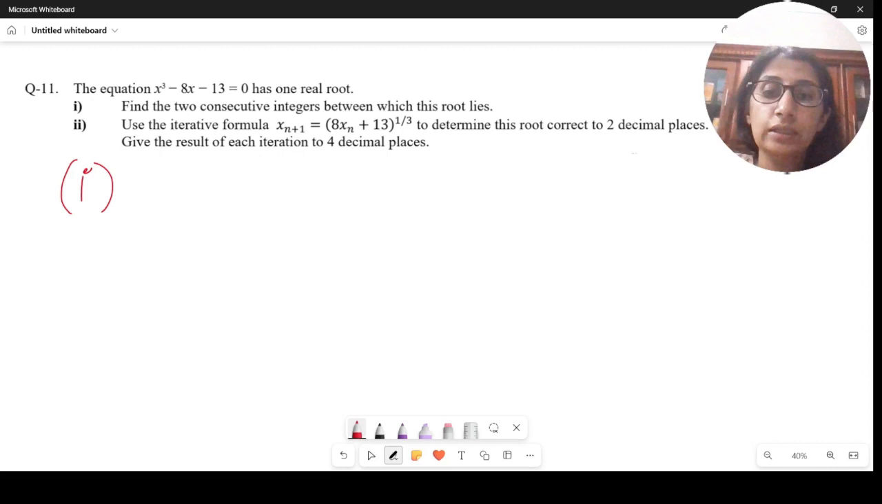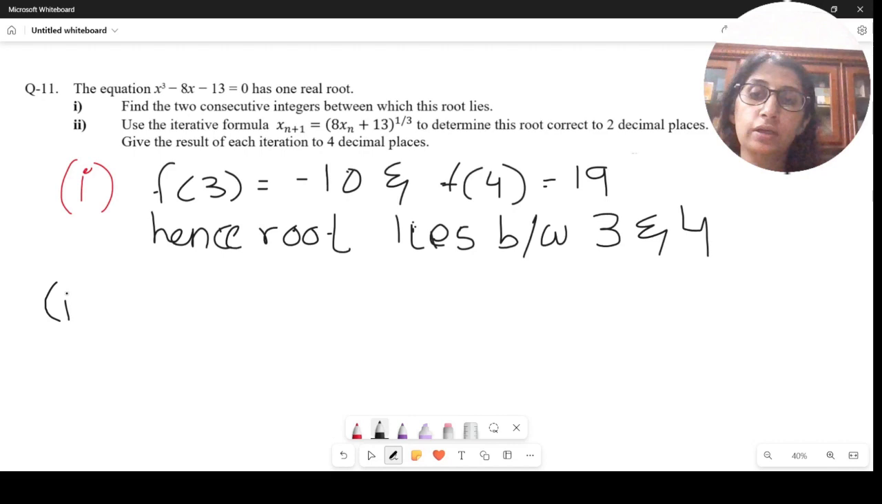Okay. Part 2. Use the iterative formula to determine this root correct to two decimal places. Okay. So your starting value can be taken as 3 because you know that the root lies between 3 and 4. X1 is going to be 3. For x2, you have to show one complete iteration. That's going to be 8 times 3 plus 13, power 1 by 3.